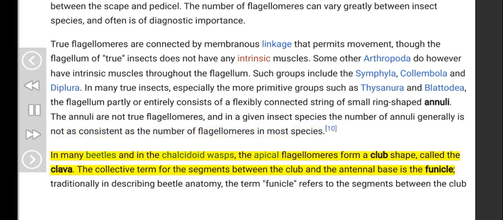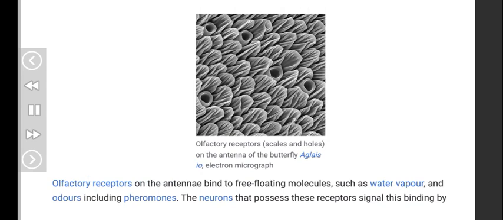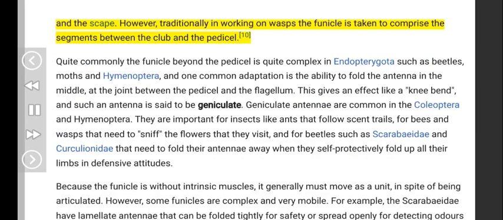In many beetles and in the chalcidoid wasps, the apical flagellomeres form a club shape, called the clava. The collective term for the segments between the club and the antennal base is the funicle. Traditionally, in describing beetle anatomy, the term funicle refers to the segments between the club and the scape. Traditionally, in working on wasps, the funicle is taken to comprise the segments between the club and the pedicel.